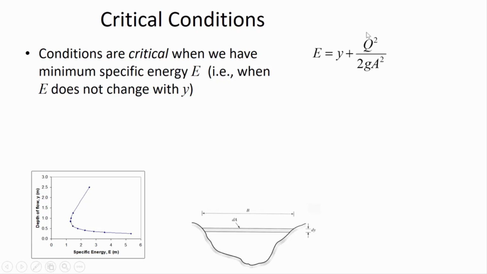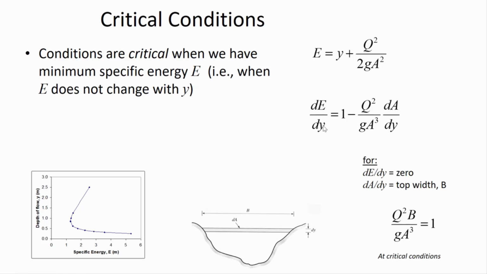So this is the definition of specific energy. It's just the energy relative to the channel bottom at a given location. And if we take the derivative of that with respect to y on both sides, then this is where the Froude number equation comes from, where we're saying that the Froude number is equal to 1 at critical conditions.